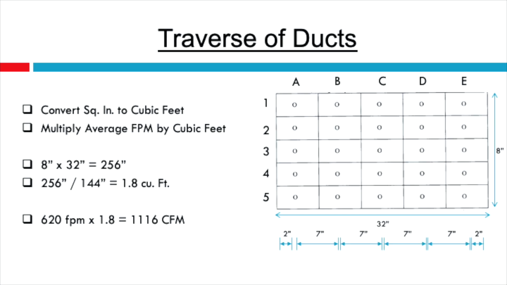We need to take the square inches of the duct system and divide it by a square foot, which is 144, to get square feet. So in this example, 8 inches by 32 inches is 256 square inches. We divide that by 144, and we end up with 1.8 square feet. In this example, if my average feet per minute ended up being 620, I would multiply 620 by 1.8 to get 1,116 CFM.